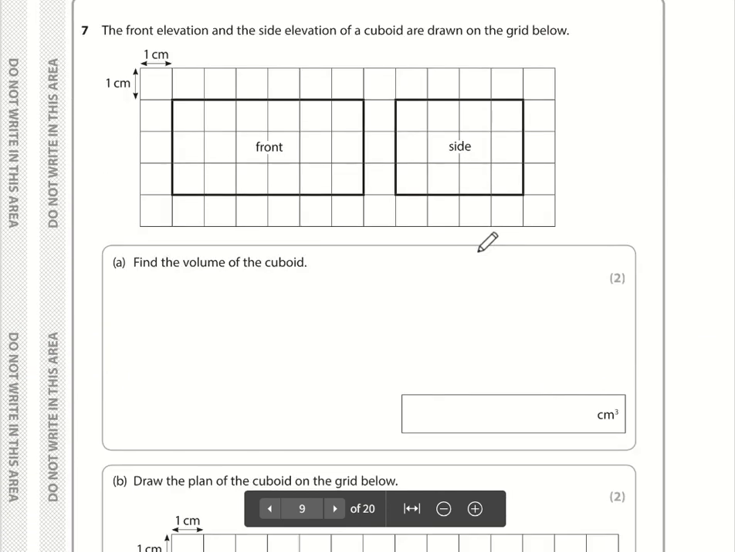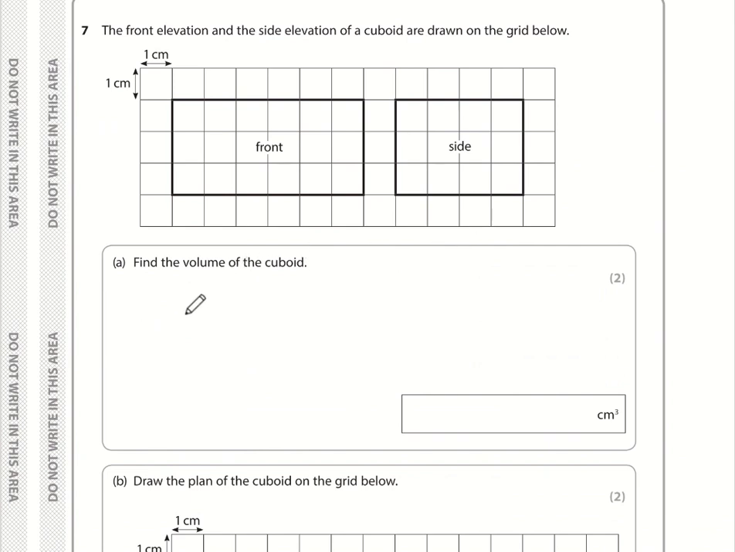Okay, so question number 7, we want to work out the volume of the cuboid. So the volume of the cuboid is the 3 dimensions multiplied together. So here we've got 6 along the bottom, it's got a height of 3, which is also the same on the side, and a depth of 1, 2, 3, 4. So the volume is going to be 6 times by 3 times by 4, and that comes to 72. So 72 cubic centimeters.